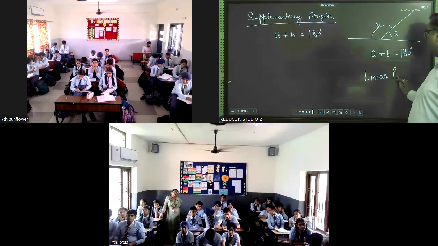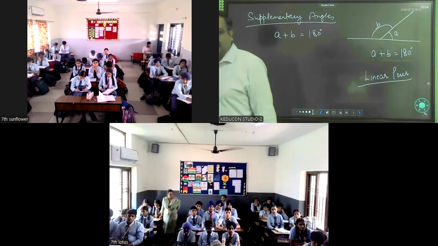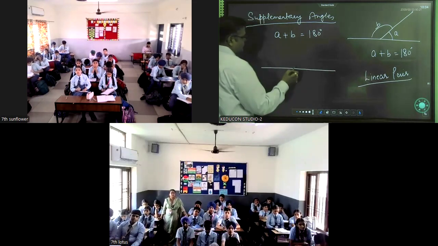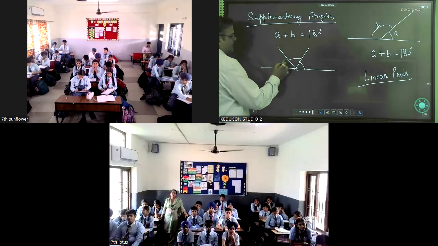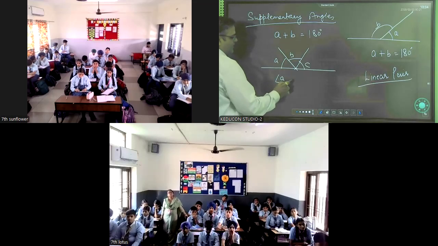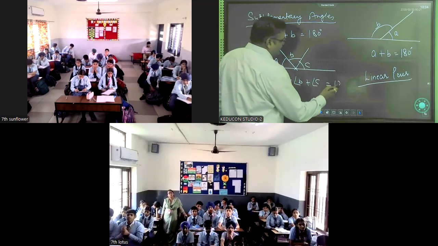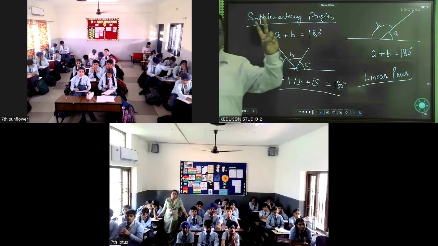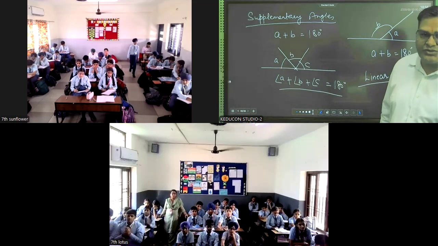This is also known as a linear pair. What is the meaning of linear pair, students? Two angles on the same straight line are known as a linear pair. Means there is a line, and some angles are formed on it. Let's say this angle, this angle, this angle. Whether there are two angles or three angles, they form a linear pair. Linear pair means their sum is 180 degree. But when you say supplementary angles, there have to be only two angles, not three. Is it clear? Have you understood, students?